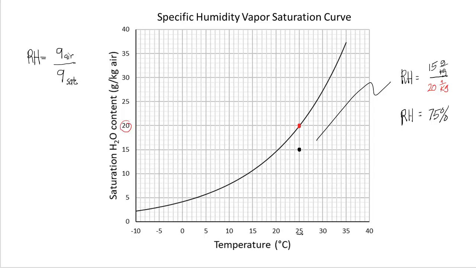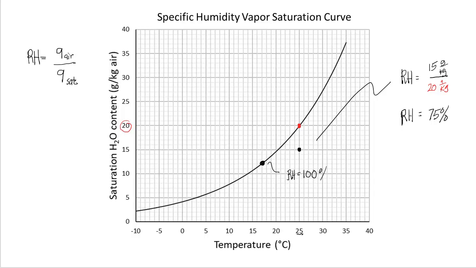As it draws closer to saturation, the relative humidity will increase. And if I were to ask, for example, what is the relative humidity of an air mass that plots right here on the line? Well, if it's on the line, then its specific humidity and its saturation specific humidity are the same thing. So for this one, the relative humidity is equal to 100%.